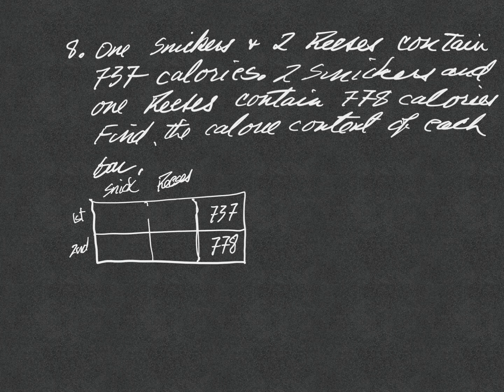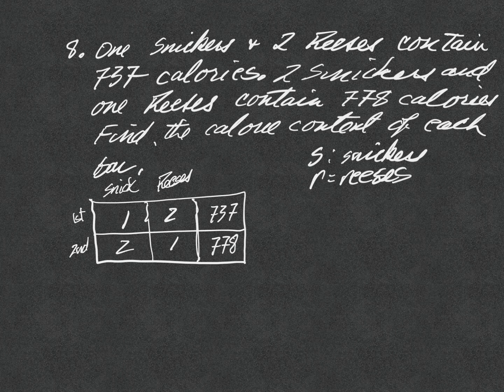In the first situation, I have 1 Snickers and 2 Reese's. In the second situation, I have 2 Snickers and 1 Reese's. How do I then create equations out of this? Well, if we let my variables be S for Snickers and R for Reese's, gosh, that seems strange, right?